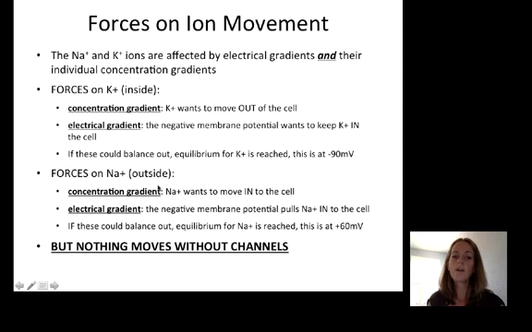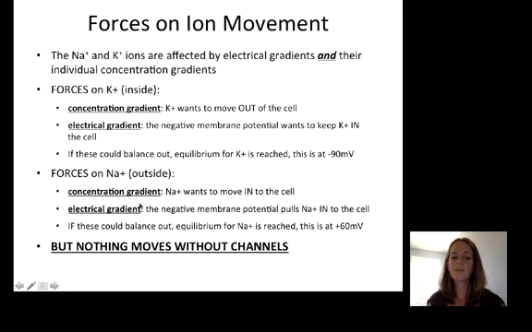Sodium also has concentration and electrical gradients. Sodium is very high outside of the cell and it wants to move into the cell because it's going from high to low. So high sodium outside, low sodium inside. Sodium wants to move into the cell. The electrical gradient for sodium then, sodium has a +1 charge. What's the inside of the cell? -70. Sodium then has an electrical gradient also to move into the cell.